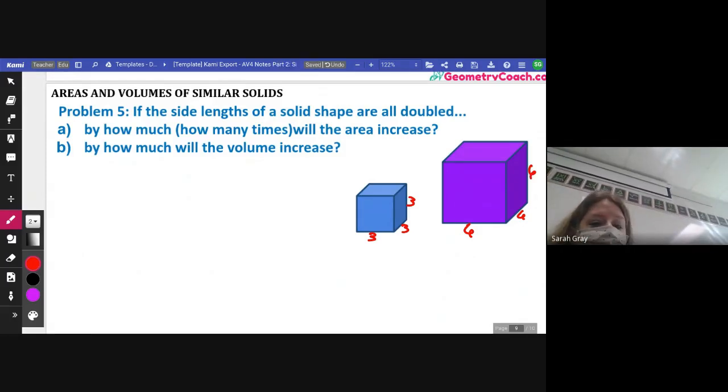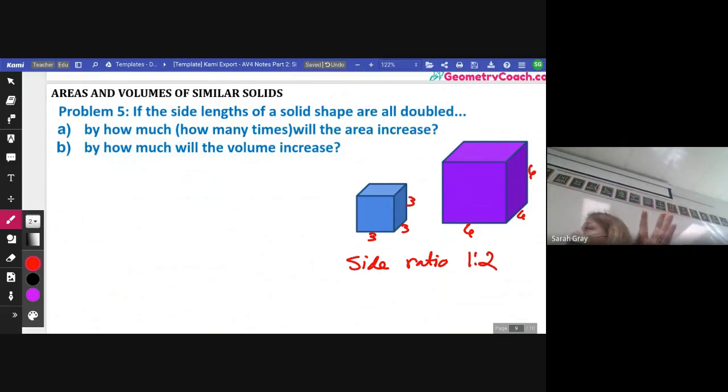Oh, you mean the side, sorry, side ratio. Yeah. Side ratio is going to be 1 to 2. And that works no matter which numbers you pick to put on there. Because you could do 4 and 8, you could do 5 and 10, you could do 8 and 16. But they all simplify to 1 to 2.